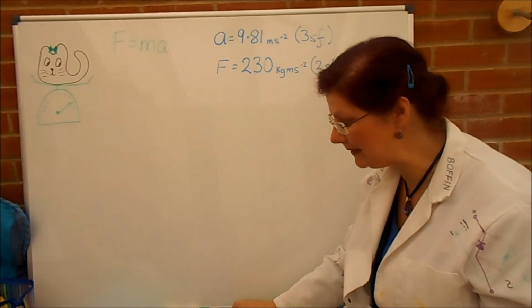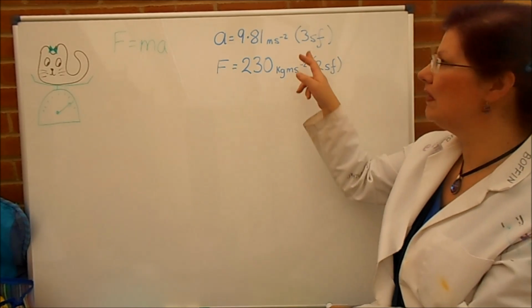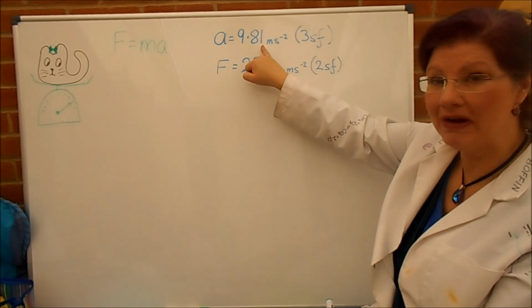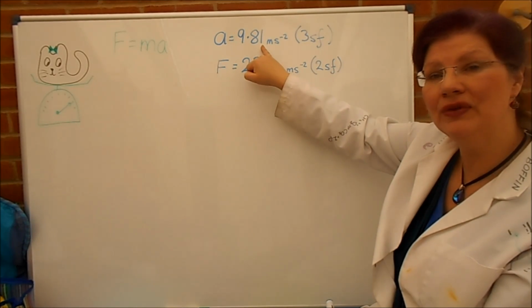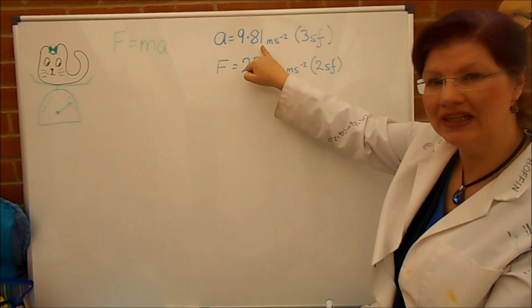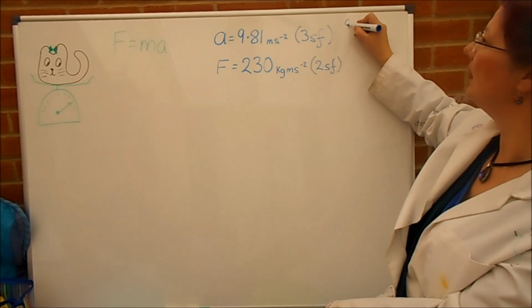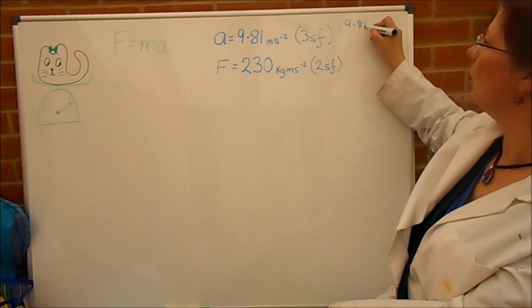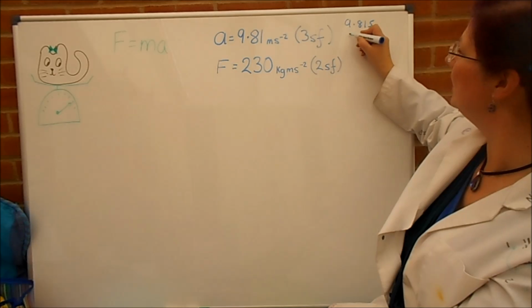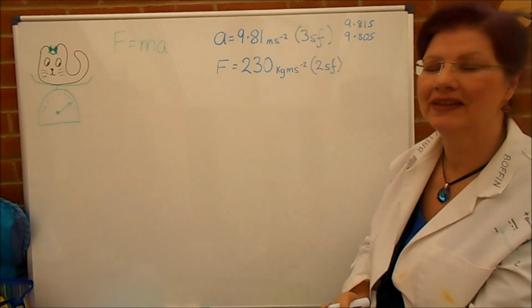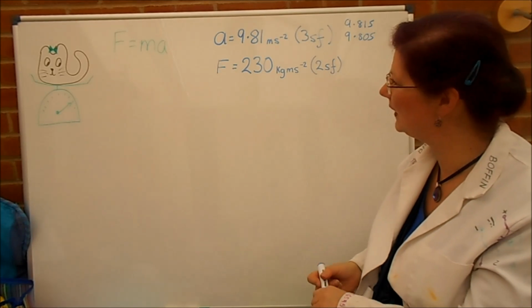Okay, this is pretty easy. Correct to three significant figures, it means that last one has been rounded. So it could be half a unit higher or half a unit lower. So A could be anywhere from 9.815 at its maximum to 9.805 at its minimum. Okay?